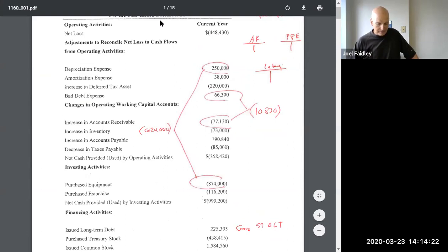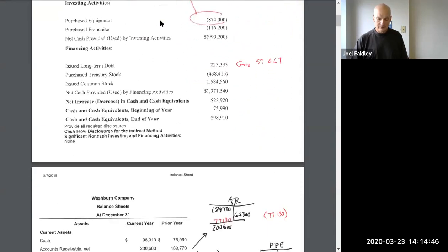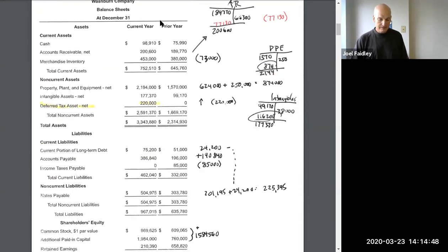Now, the one we didn't talk about here is this increase in deferred tax asset. That is a non-cash item, and they choose in Pearson to put that here in the operating section. I guess you just need to remember that's where Pearson likes to see it when you work these exercises. Well, how do we know it's $220,000? Because there's nothing on your income statement there, right? So where's that going to be? It's going to be on your balance sheet, and that's what you see there.